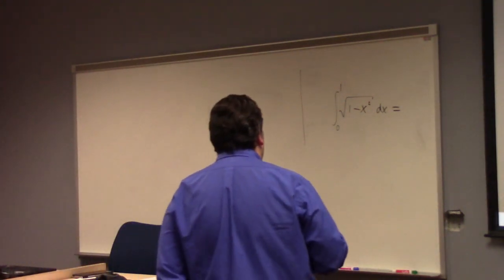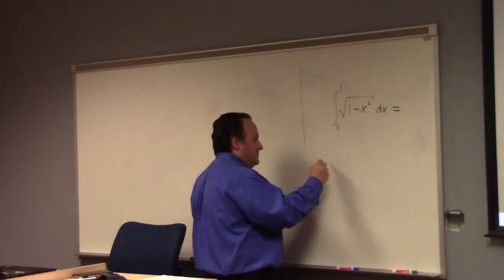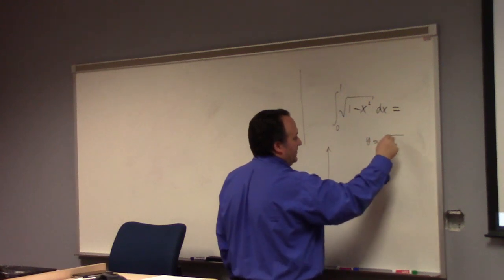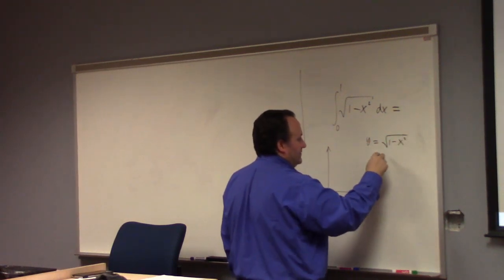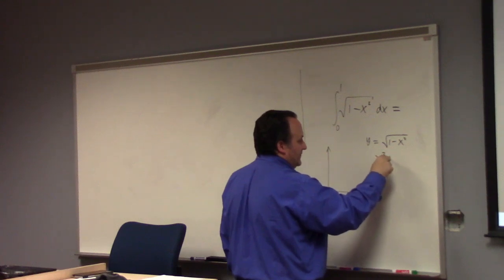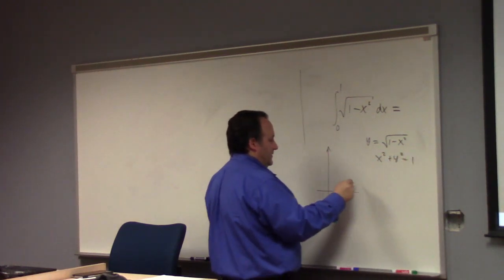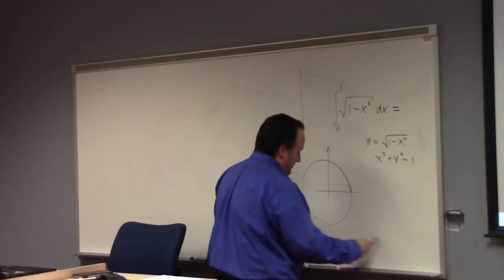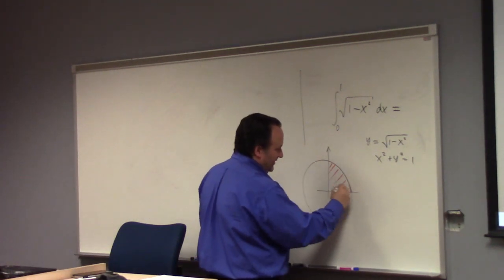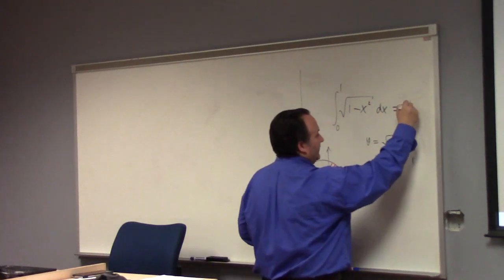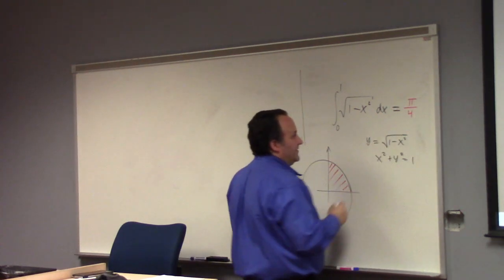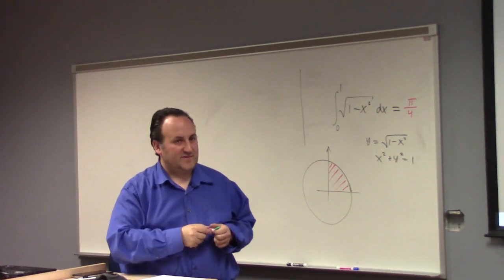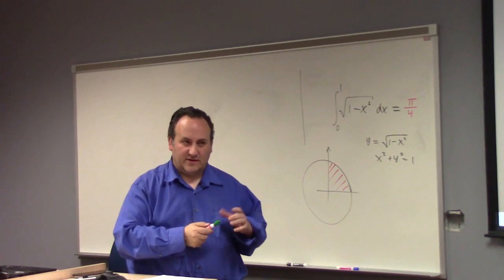Trig sub, right. But that's really not the right way to do this, in a sense, because what you're looking at is y equals the square root of 1 minus x squared, which is also known as x squared plus y squared equals 1. So it's a unit circle. You're just being asked to calculate the area of this sector. So the answer is pi over 4, because it's 1/4 of the area of a circle of radius 1. Yes, you can do trig substitution, but do you need to?